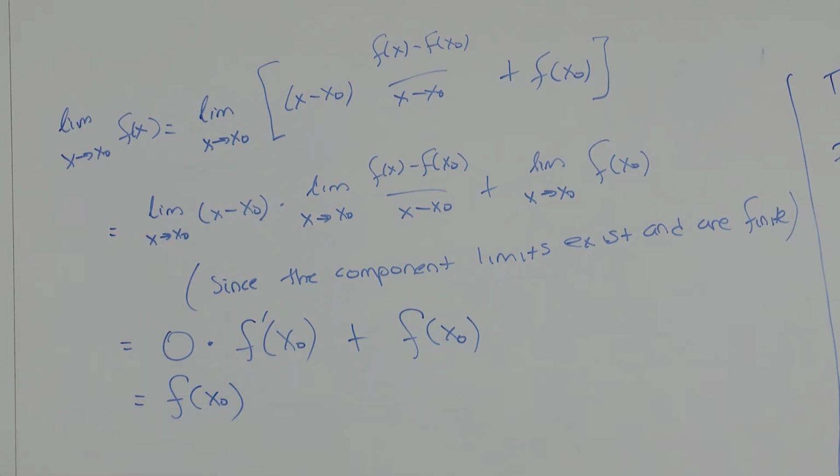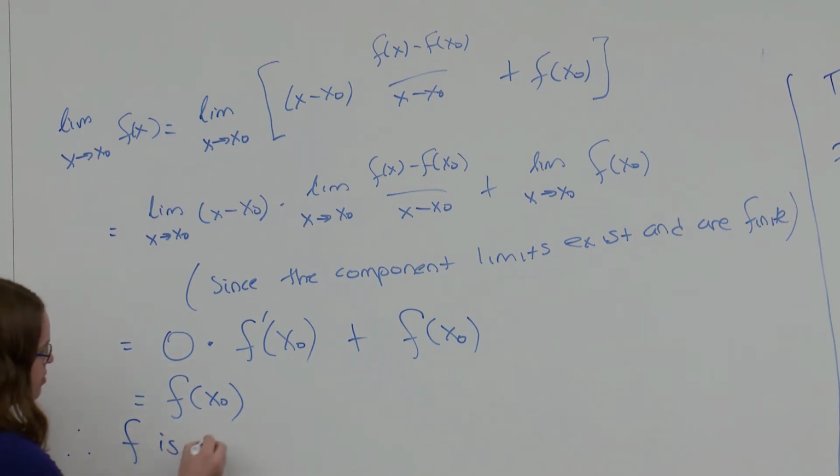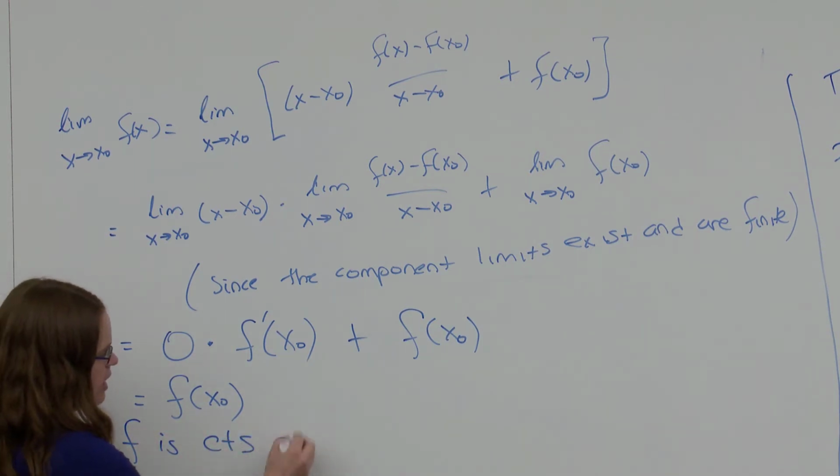And this is looking pretty good. It looks to me as though we've just written down the definition of continuity. The definition of continuity is that the limit of this function as x goes to x naught is equal to the value of the function at x naught, right? This is exactly what we wanted, and that's exactly why we wrote down this limit in the first place, because we were hoping to show that. So then I can say, indeed, f is continuous at x naught.